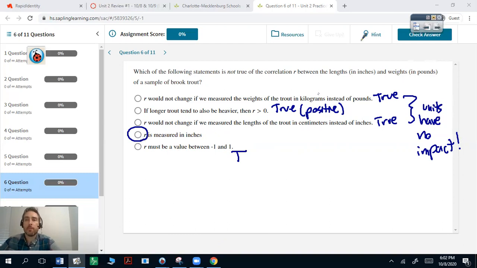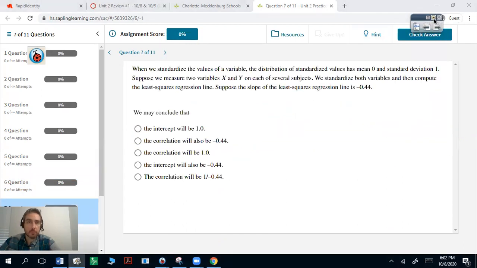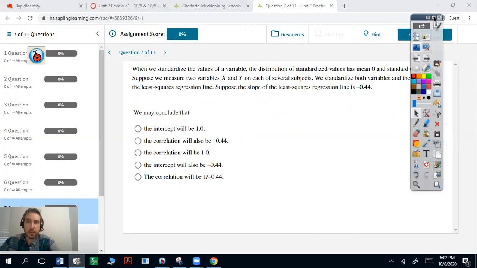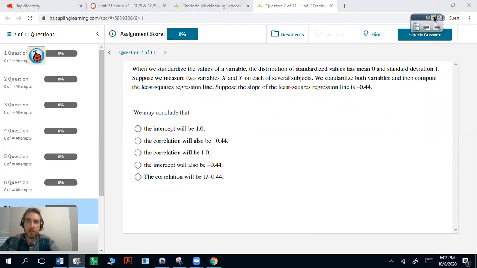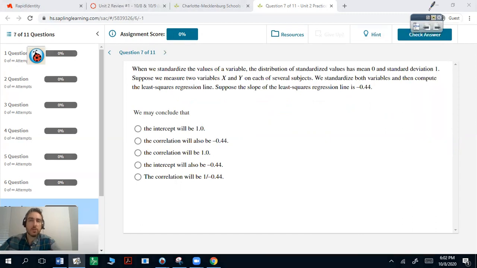Question 7. When we standardize the values of the variable, the distribution of standardized values has mean 0 and standard deviation of 1. Suppose we measure two variables, x and y, on each of several subjects. We standardize both variables and then compute the least squares regression line. Suppose that the slope of the least squares regression line is negative 0.44. We may conclude.